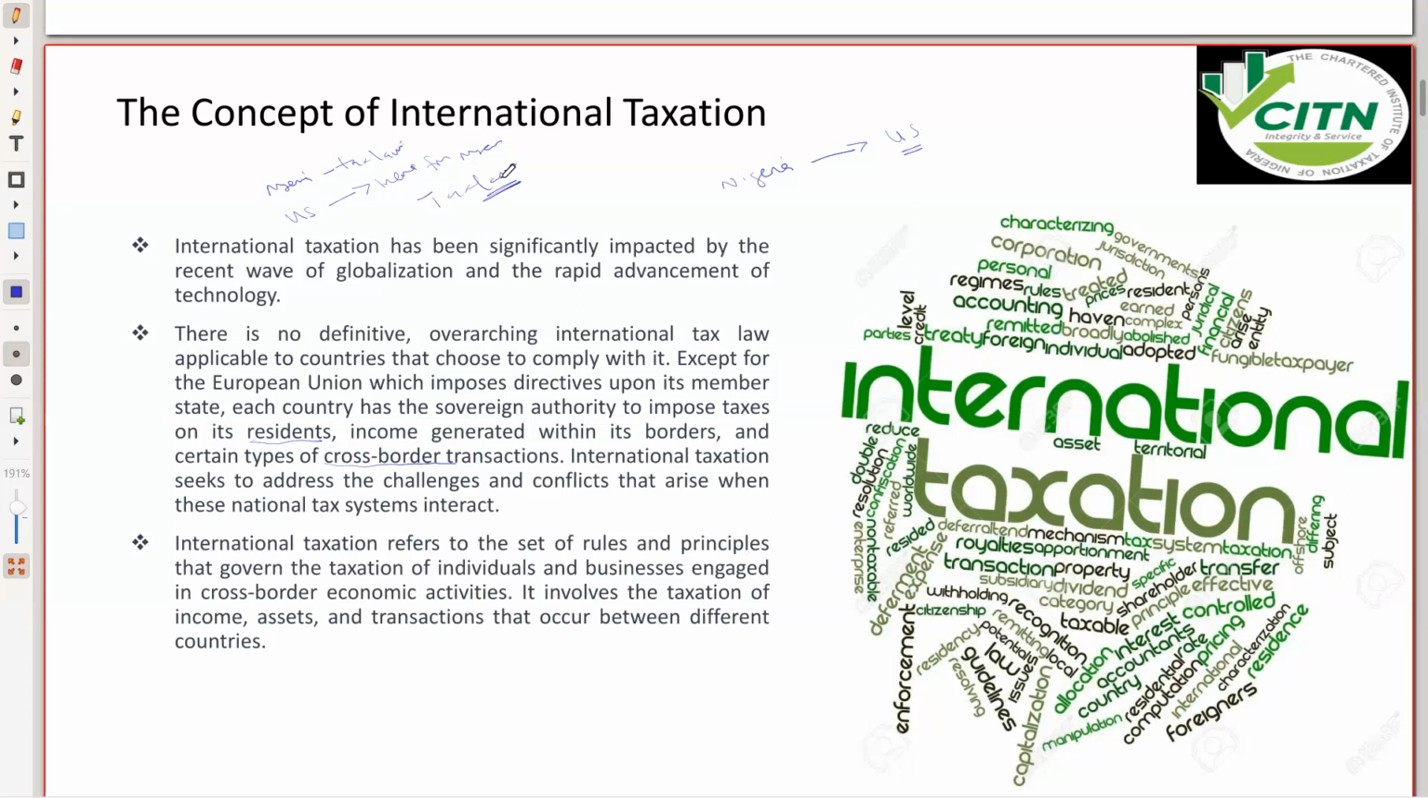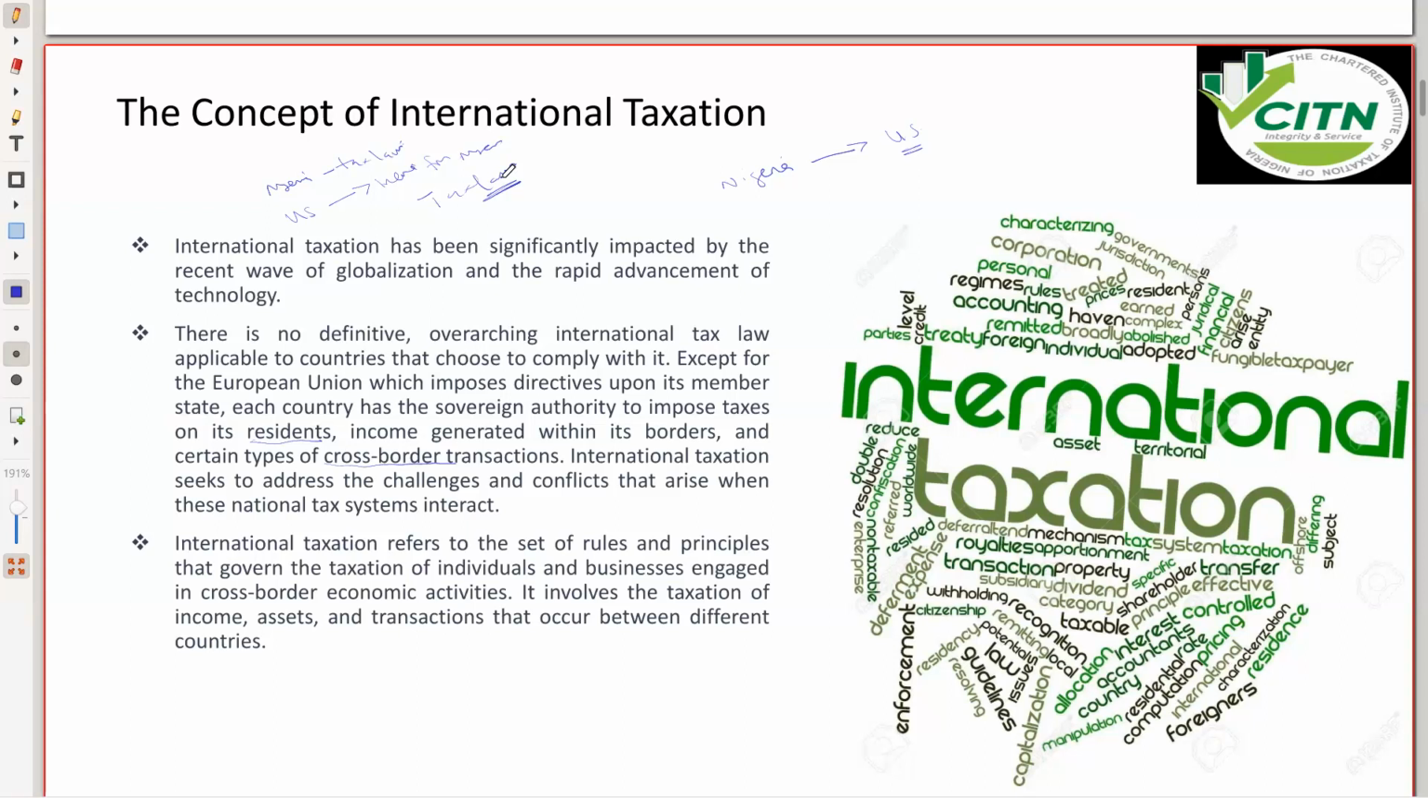So when we say international taxation, in summary, what are we basically referring to? We're referring to the set of rules and principles that govern the taxation of individuals and businesses engaged in cross-border economic activities. That's the key concept. That's what international taxation is all about.